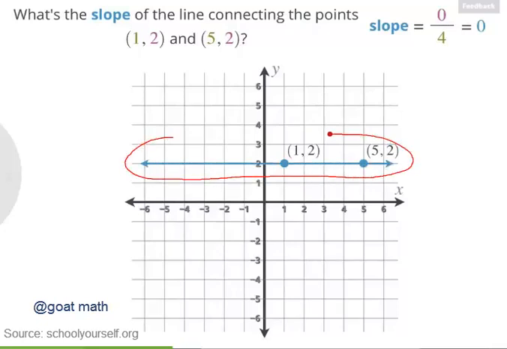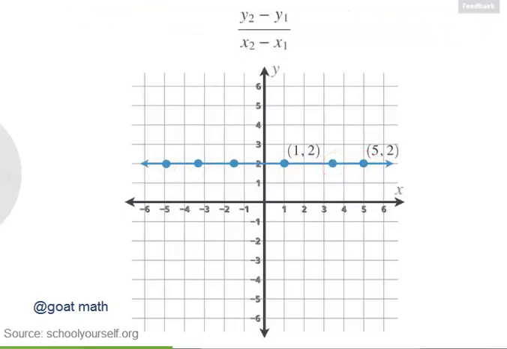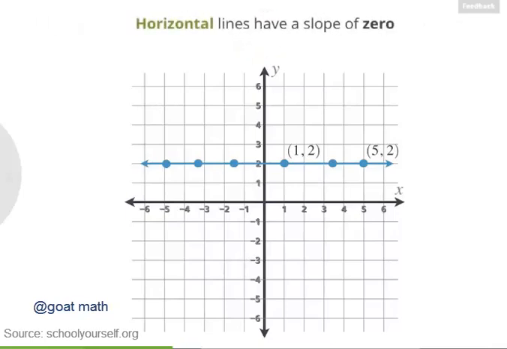Notice the line is perfectly flat or horizontal, and that means every point on the line has the same y-coordinate. So when you calculate the slope using any 2 points, the difference between the y-coordinates will always be 0, so the slope is 0. In general, horizontal lines always have a slope of 0. Saying that a line is horizontal is the same thing as saying that its slope is 0.